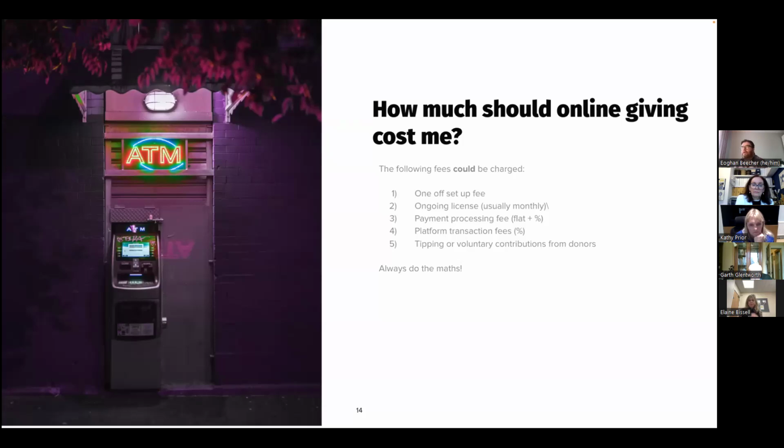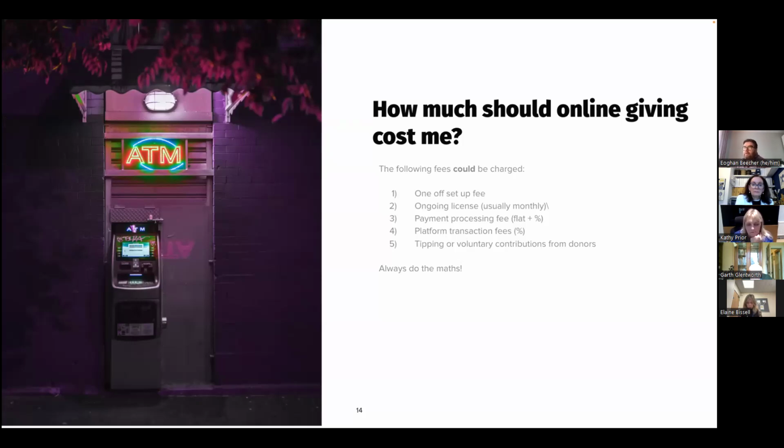And then how much should something cost you? Unfortunately, there's no real standardized costs for most of the online giving world, but some of the fees that could be charged are listed here. So you can charge one-off setup fees for people that are building platforms for you. There can be ongoing, like, monthly license fees for maintenance of software. So you'll see people saying X amount per month.